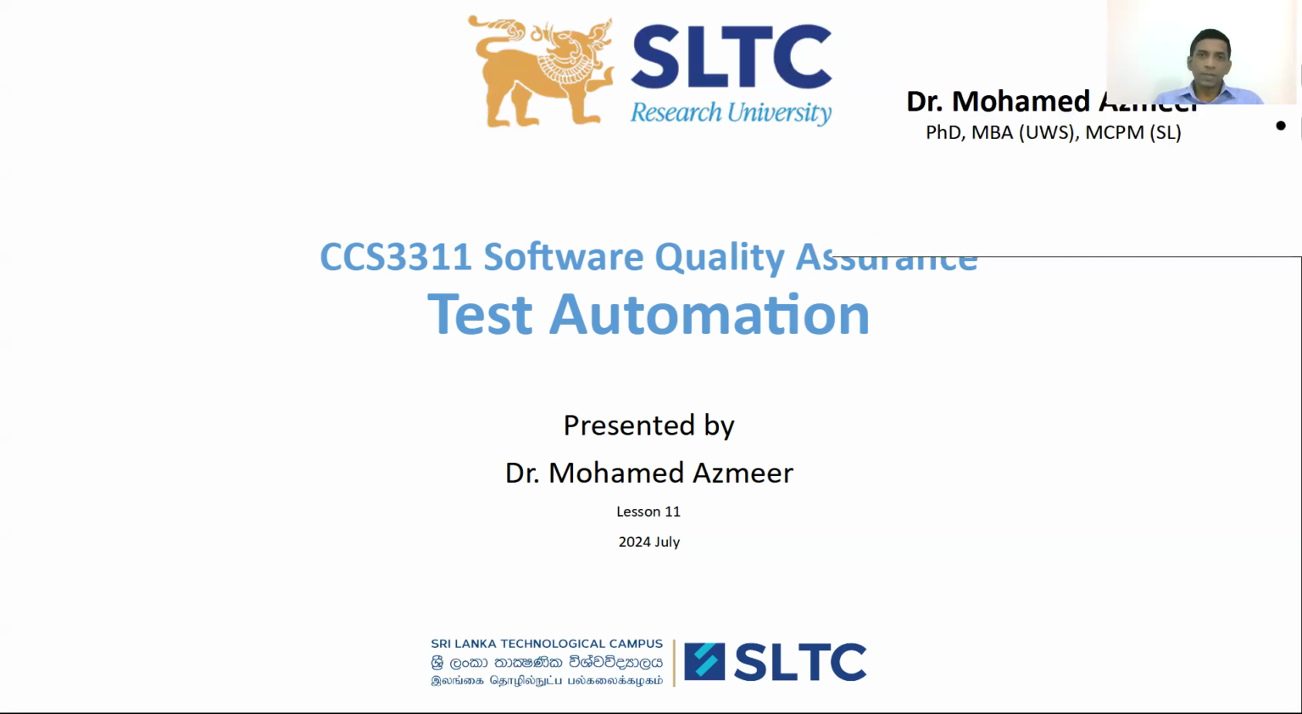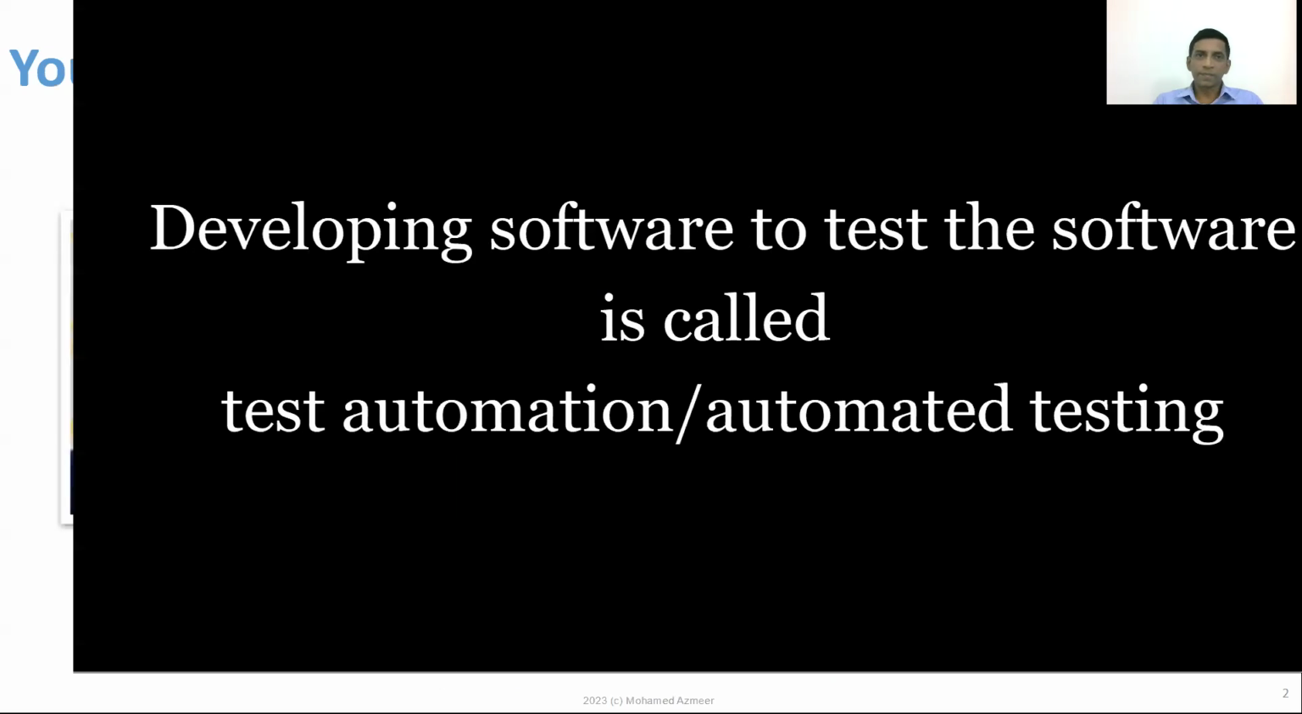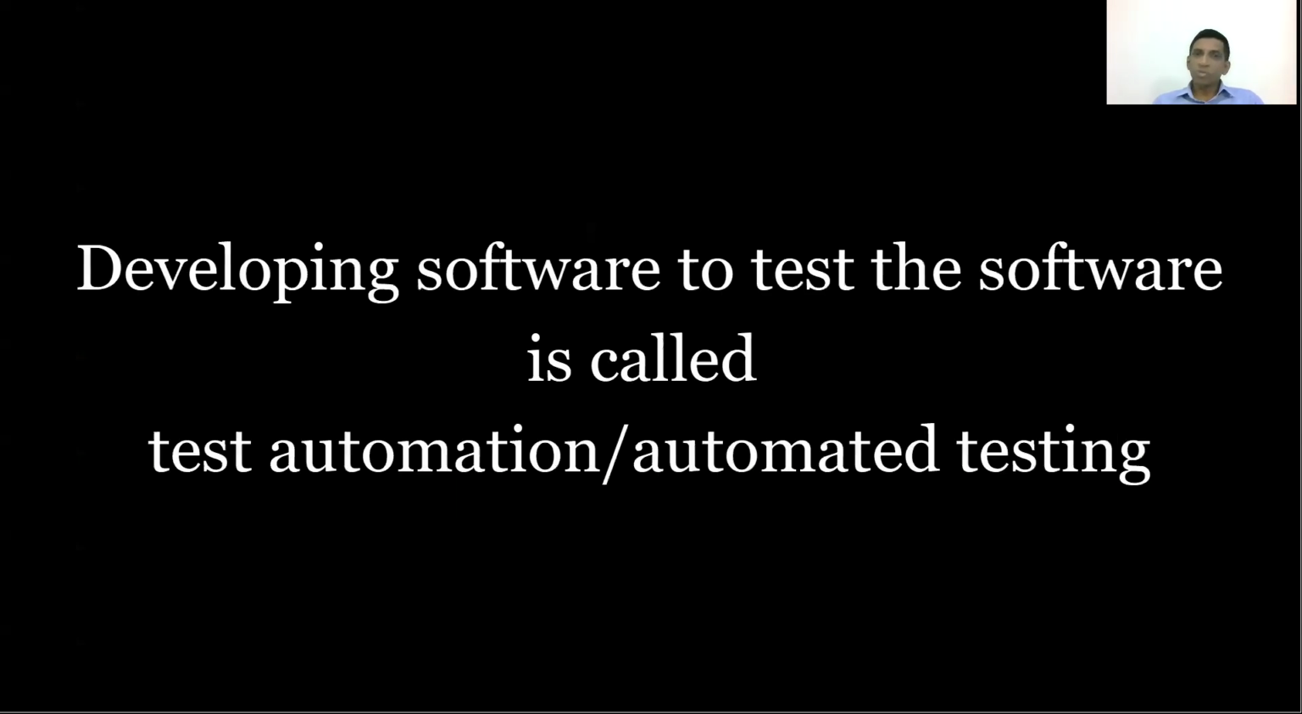So test automation, what is this? Let's look at a definition first. Developing software to test the software. So we are already developing software to do some action. Now, on top of that, we are developing other additional software so that we can use this additional software to test the software we are writing. So this is called test automation, or automated testing.